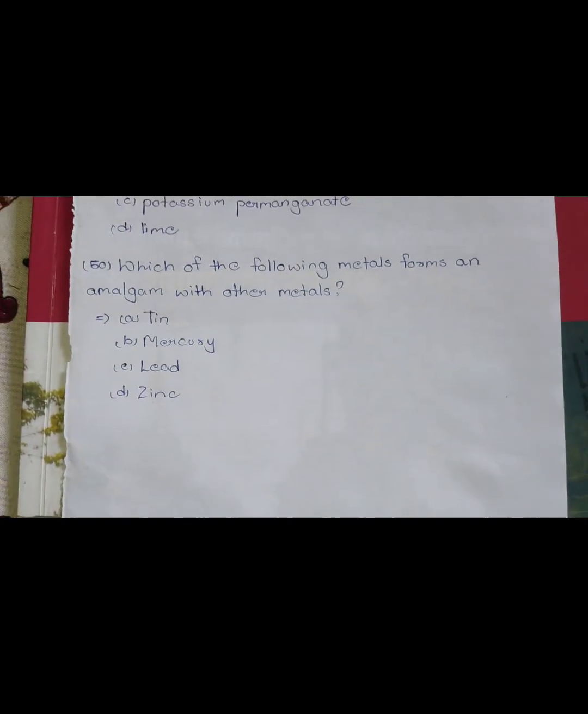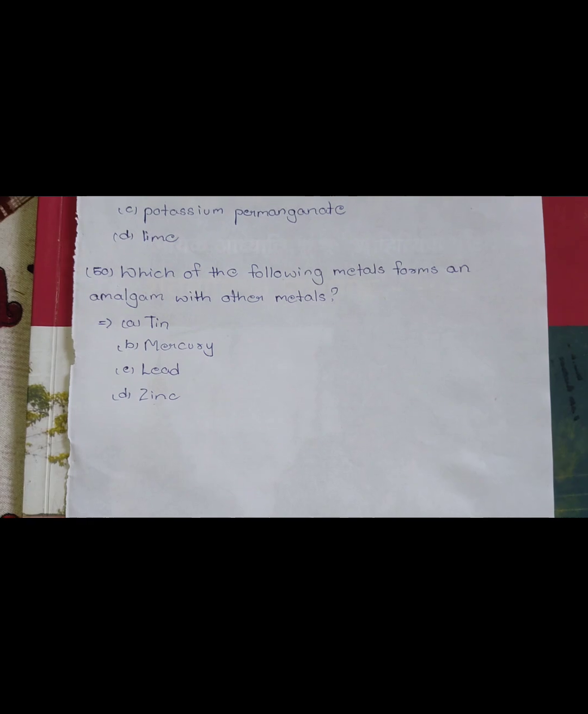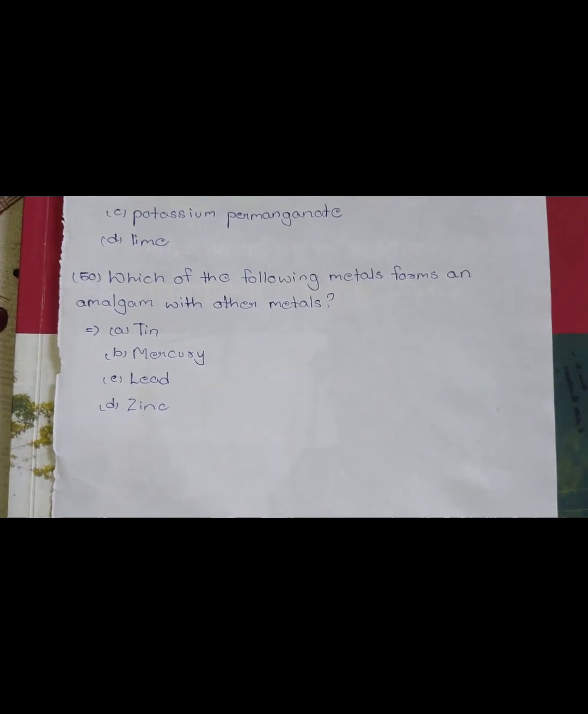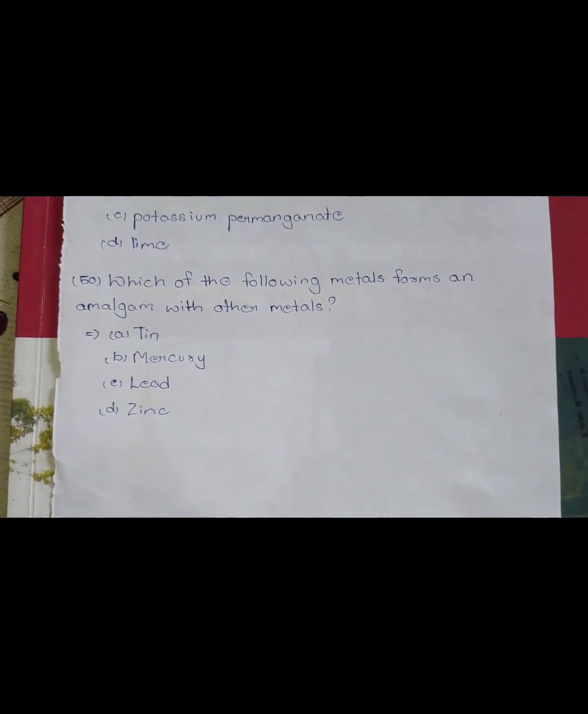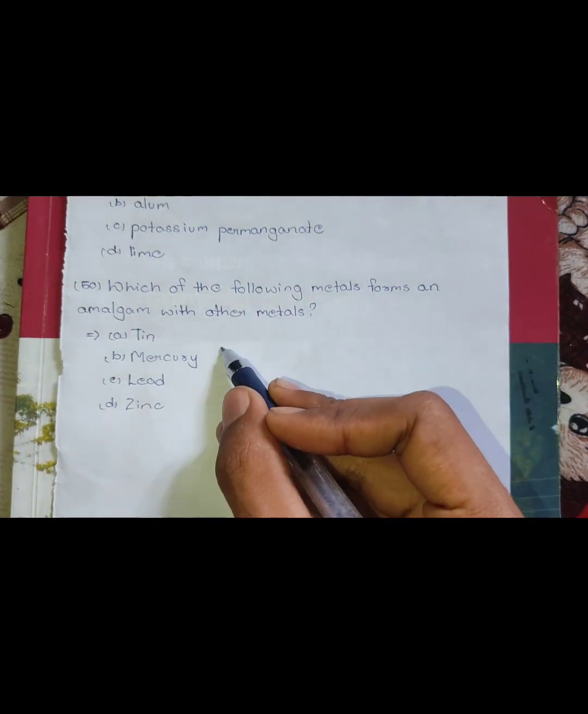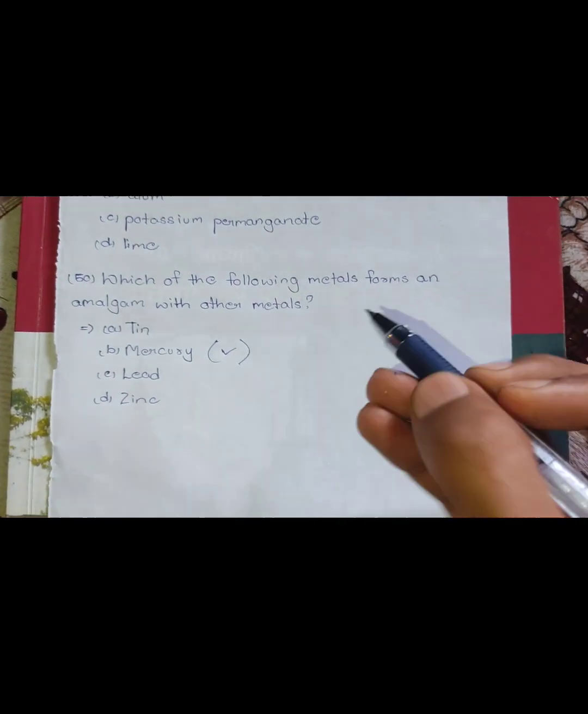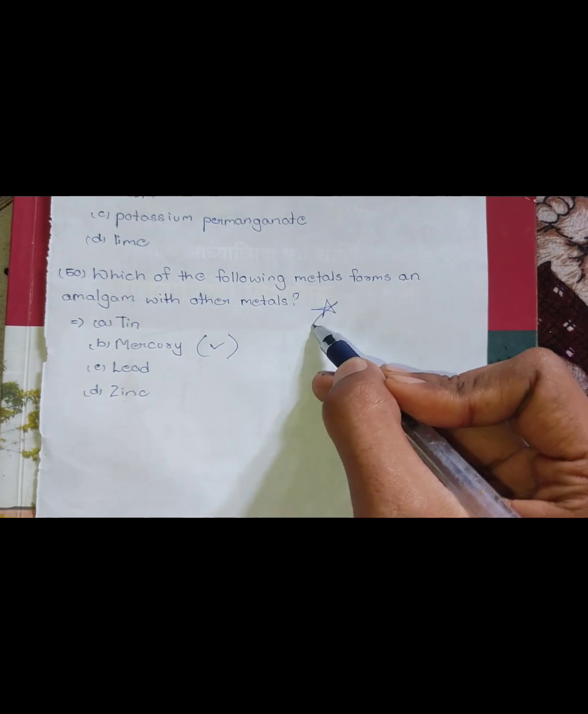Next question. Which of the following metals forms an amalgam with other metals? Option A tin, option B mercury, option C lead, option D zinc. So the right answer is option B mercury. This is also an important one.